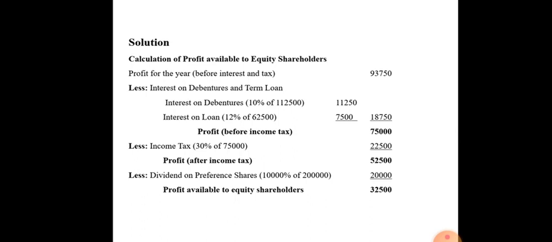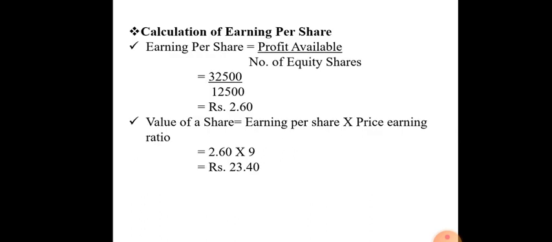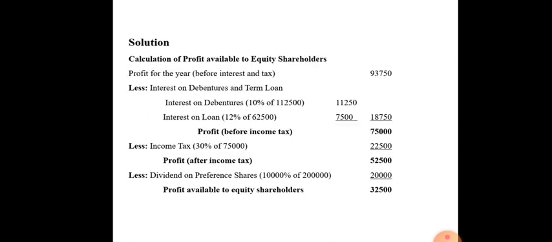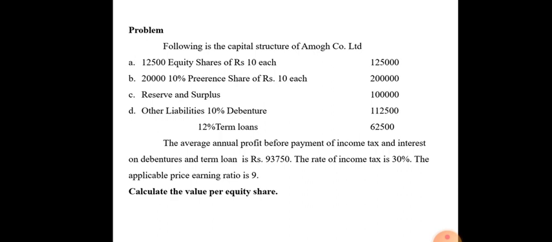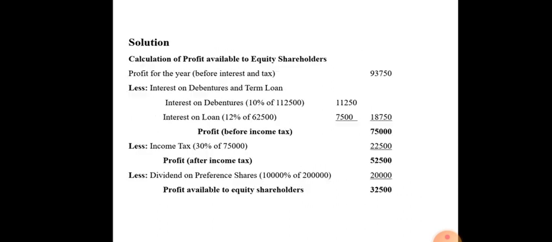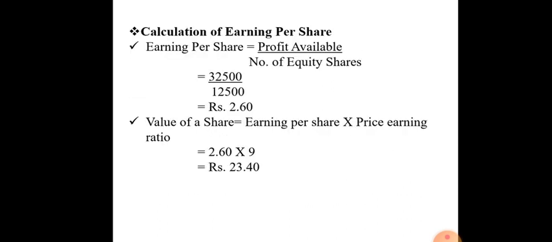Now put it into the formula for calculation of earning per share. Earning per share is equal to profit available, which is 32,500, divided by the number of equity shares, which in problem A is 12,500. So 32,500 divided by 12,500 is equal to 2.60.